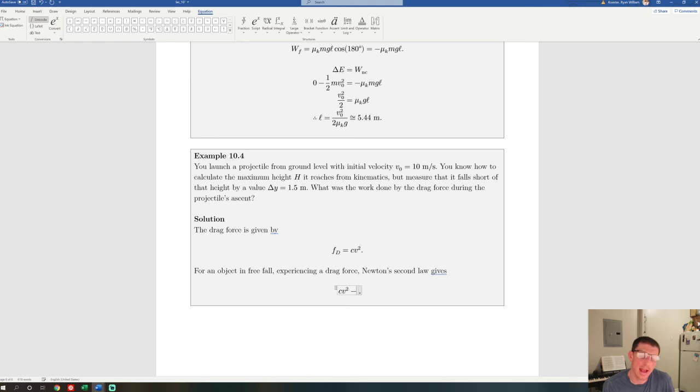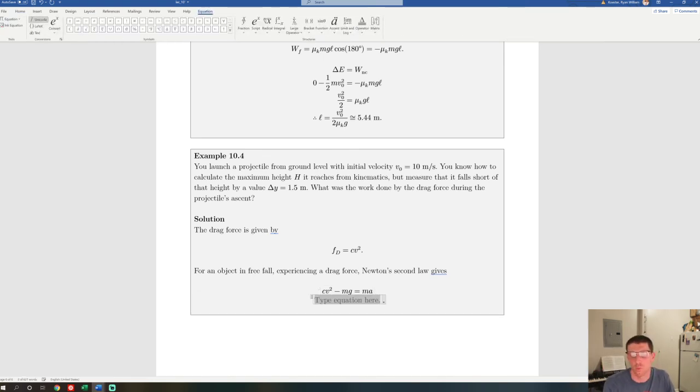And then we still have the gravitational force, right? The object's weight that pulls it down. And then we set this equal to the mass times the acceleration. And this is all happening in the y direction, right? We're just talking about a one-dimensional example here.